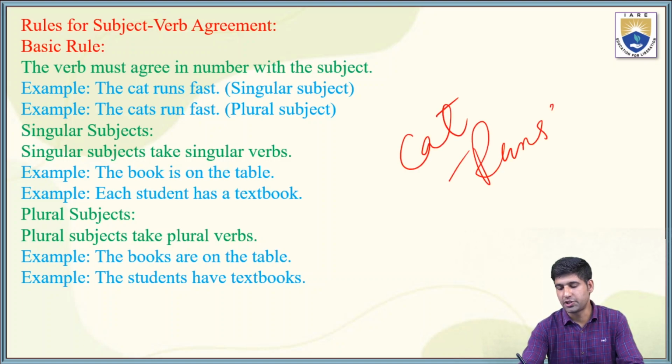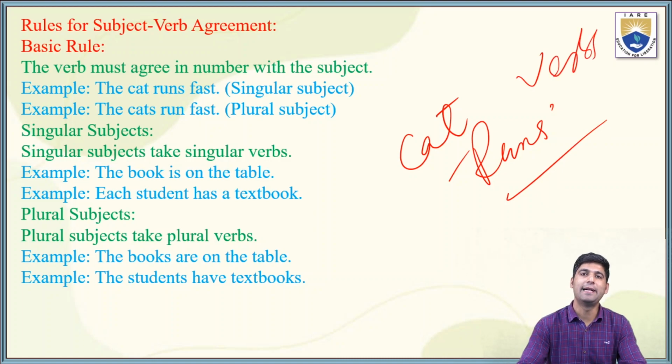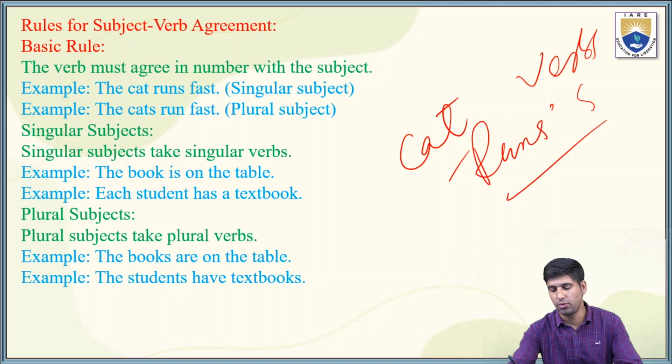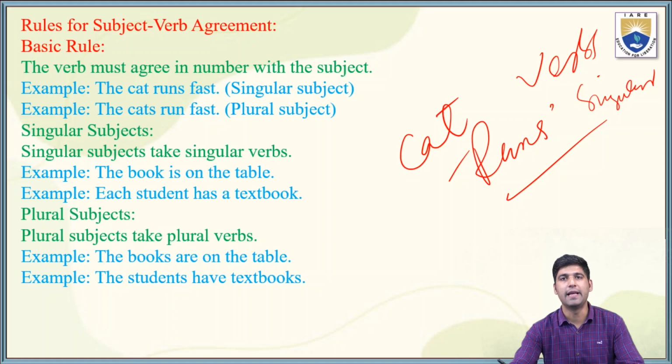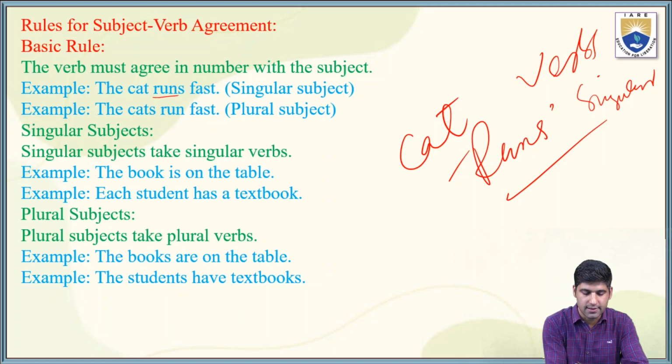Runs is the verb which is singular. For the verbs, you need to know that if a verb ends with S, it is counted as a singular verb. If a verb does not end with S, that's counted as plural, if the verb is in its base form. So cat is singular, we have runs.